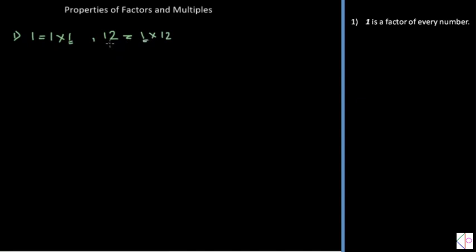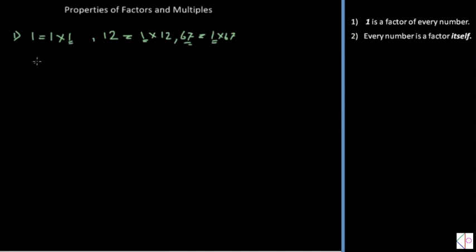1 is also called the multiplicative identity, that is why. You can take 67, 1 times 67. It is a multiplicative identity, since there is no change in the product if we multiply by 1. So that is why 1 is a factor of every number.